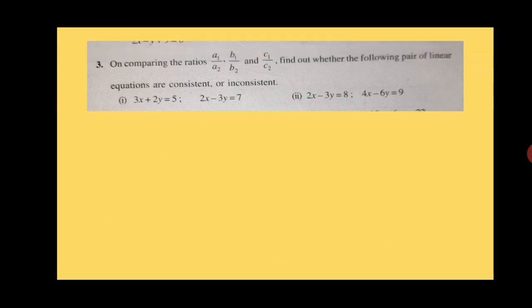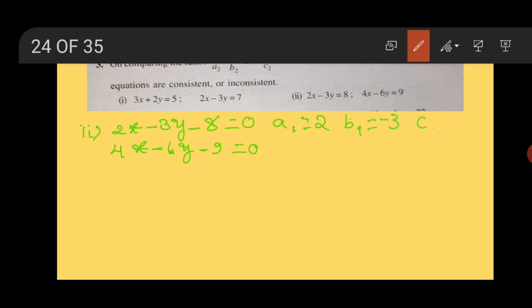Here also these two equations are not in general form. First write down this equation in general form. Now it becomes 2x minus 3y minus 8 is equal to 0. Now find the value of A1. It is 2. B1 is equal to minus 3. C1 is equal to minus 8. Value of A2 is 4. B2 is equal to minus 6 and C2 is equal to minus 9.